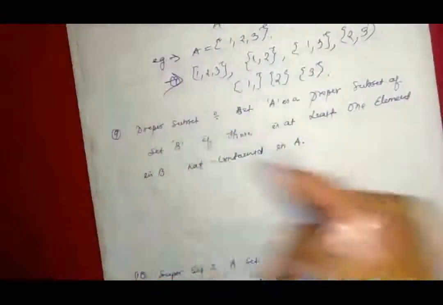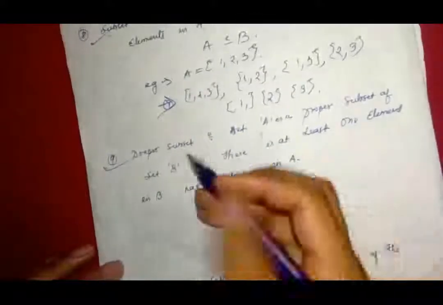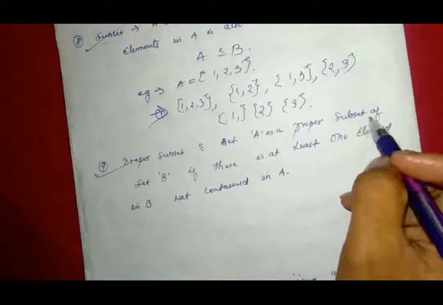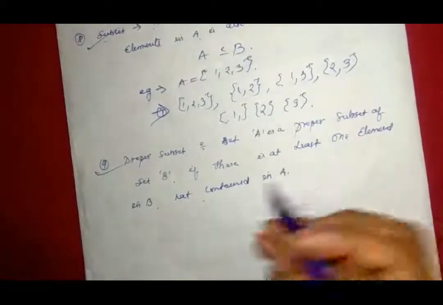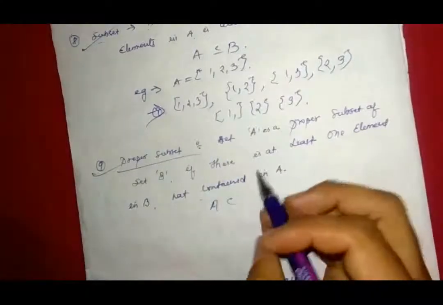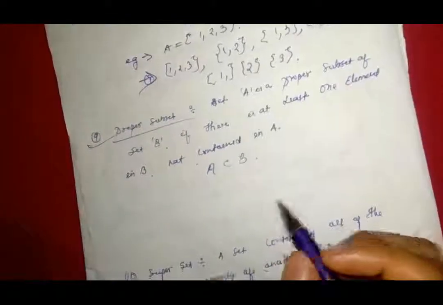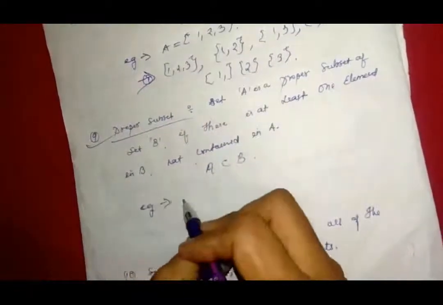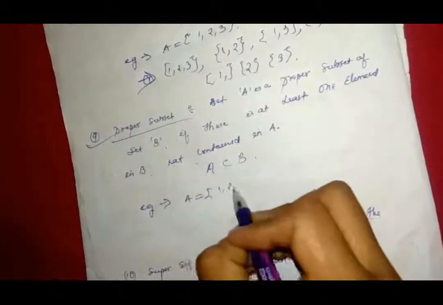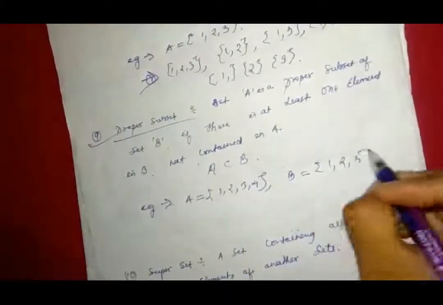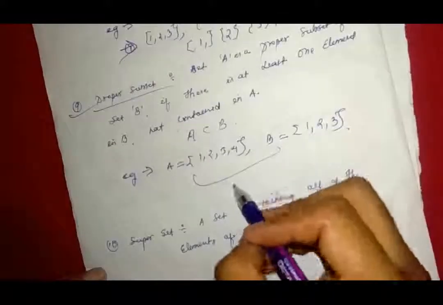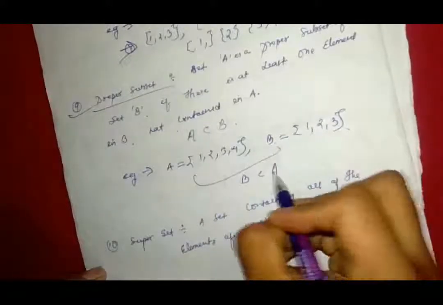So for the point 9, that is proper subset. A set A is a proper subset of set B if there is at least one element in B not contained in A. The symbol for the proper subset is A proper subset of B. Example, take a set A that contains the elements 1, 2, 3, and 4, and B contains 1, 2, and 3. Thus, we can see that B is a proper subset of A.